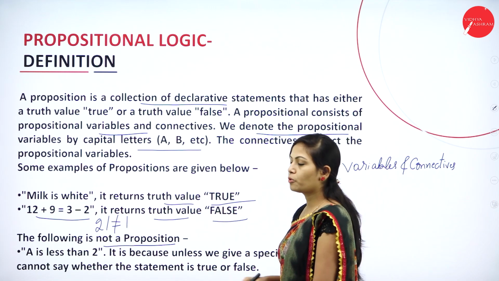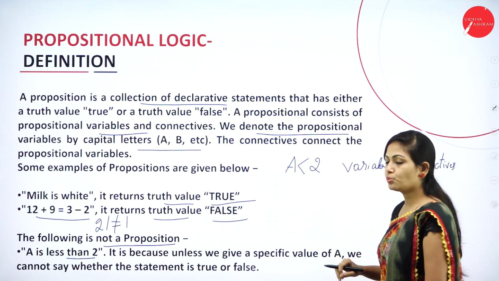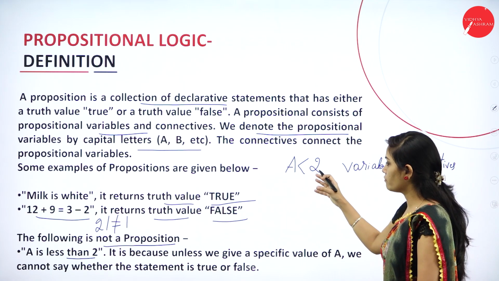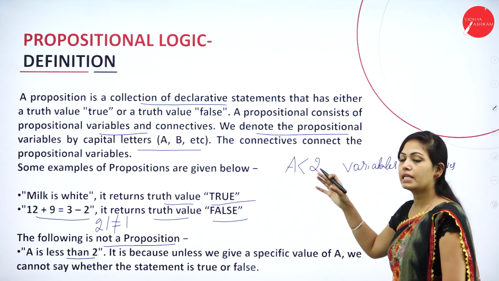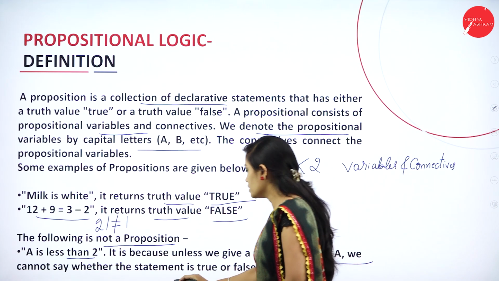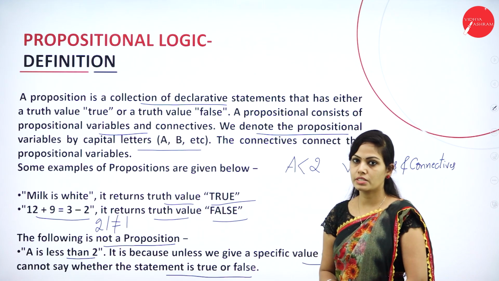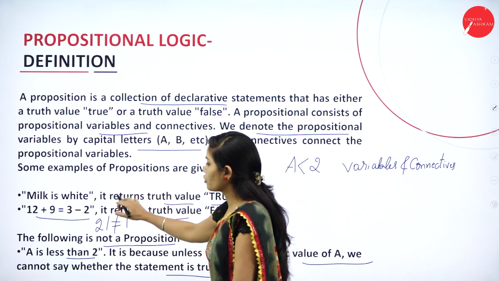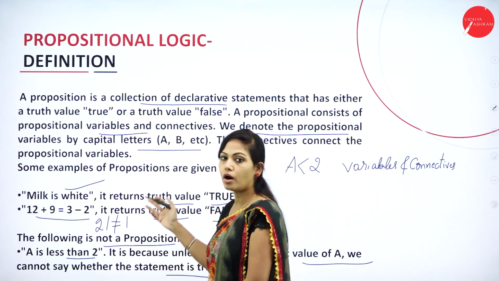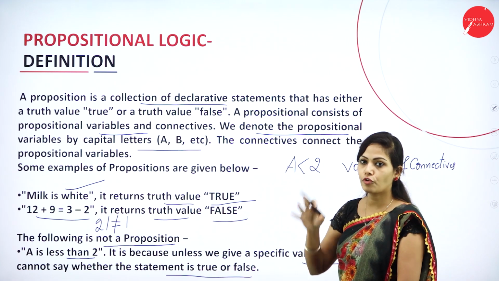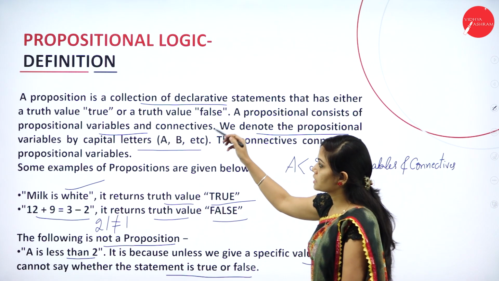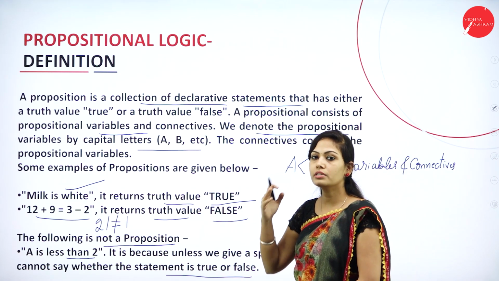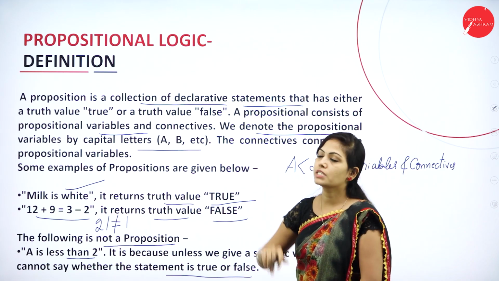And the following is not a proposition. Example for a non-proposition statement: A is less than 2. We have to find whether the statement is true or not. Unless we are given the value of A, how would you consider whether A is less than 2? We cannot say whether the statement is true or false. So it is not a proposition. Clear? A statement that is either true or false is called a proposition. So a proposition is a collection of declarative statements that has either a truth value true or false. That is called propositional logic.